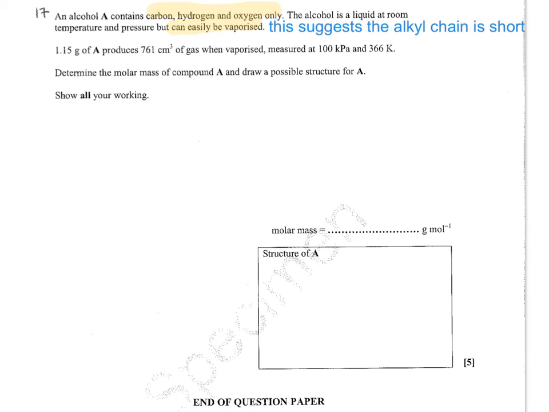So then it says that 1.15 grams of this substance, this alcohol, produces 761 centimeter cubed of gas when vaporized, measured at 100 kilopascals and 366 Kelvin. We've just been given 3 pieces of data, all of which feed into PV equals nRT. So now we know what calculation we'll have to do. And the outcome that we're trying to get is the molar mass of compound A. So if we think about how PV equals nRT relates to the molar mass of compound A, it's via moles, isn't it?